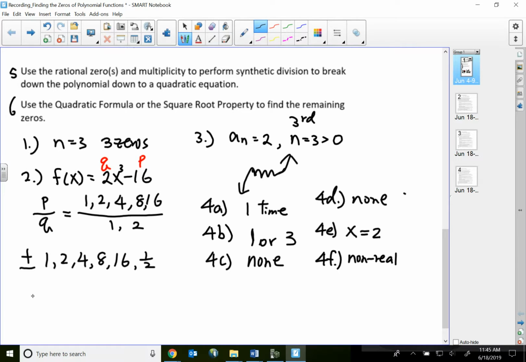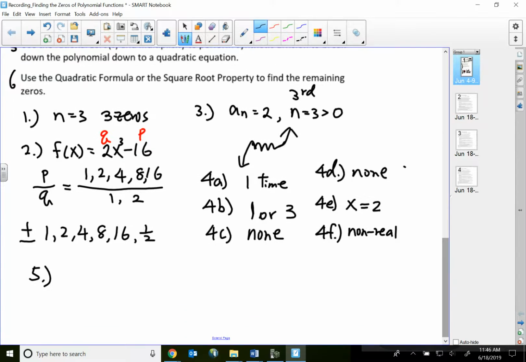So that's where number 5 comes in. Number 5, use the rational zero and the multiplicity to perform the synthetic division to break down the polynomial to a quadratic. This is the reason why we talked about synthetic division and long division before. Because my degree is 3, so I need one rational zero to knock this x to the third down to an x squared. So once I'm down to a quadratic, then I will know what the other 2 zeros are, whether it's going to be non-real or the other 2 is going to still be 2. So let's go ahead and use our synthetic division.